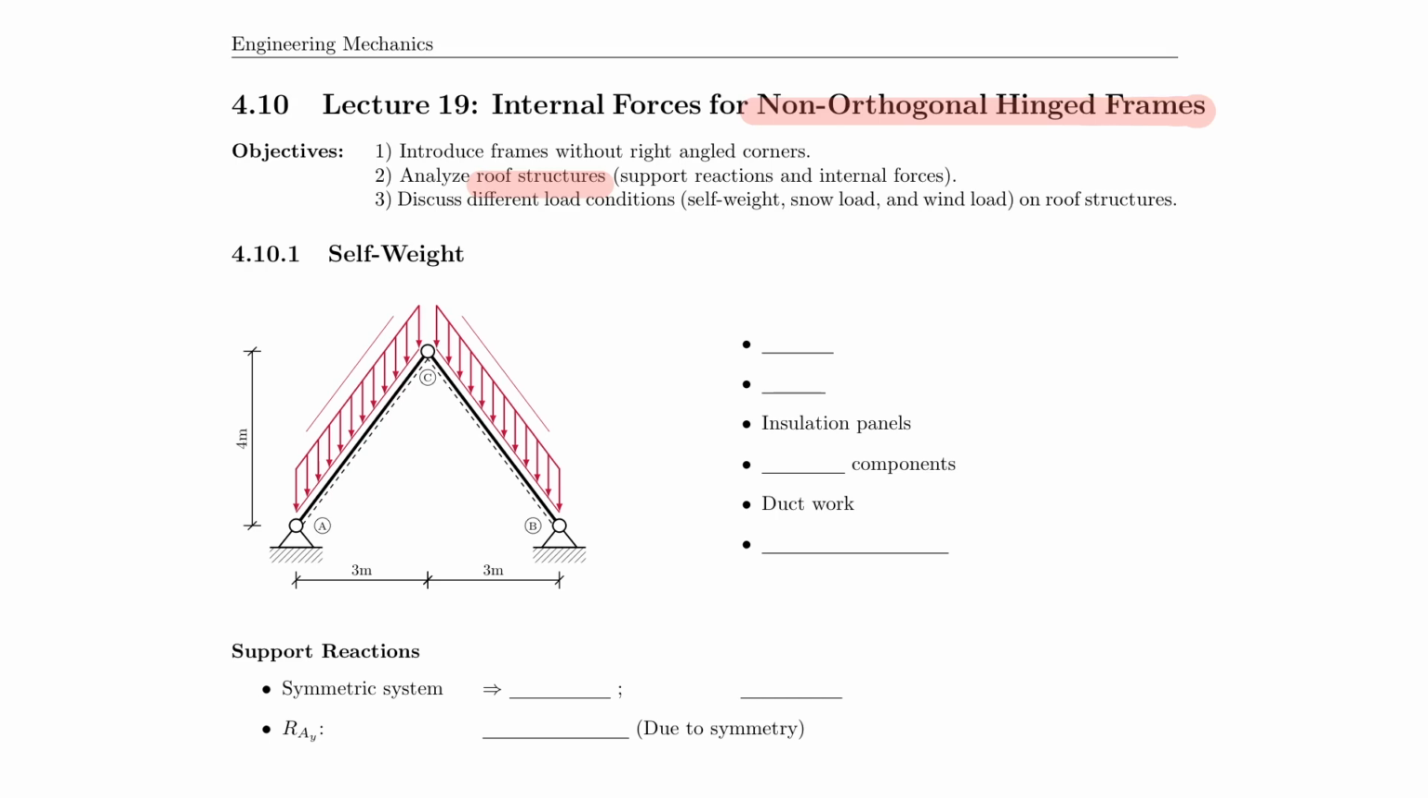So our first objective, therefore, will be to introduce frames without those right angles and then look at those for the support reactions and the internal forces, as we see here. Ultimately, we want to, of course, draw the internal force diagrams as always, but we want to do that for three different cases really. We want to do that for self-weight, for what's called snow load, and for wind load. All those are three cases that can exist on roof structures, and we will now look at those.